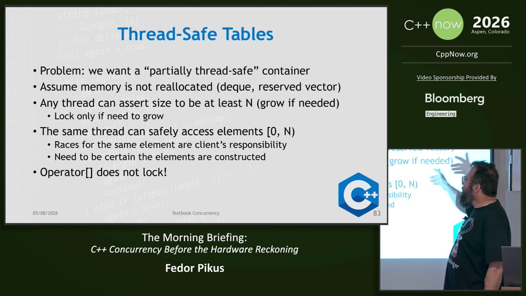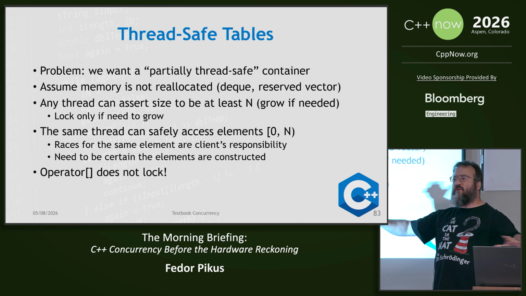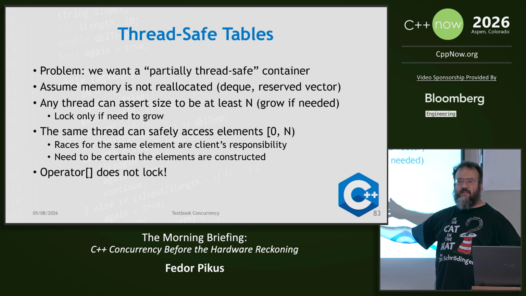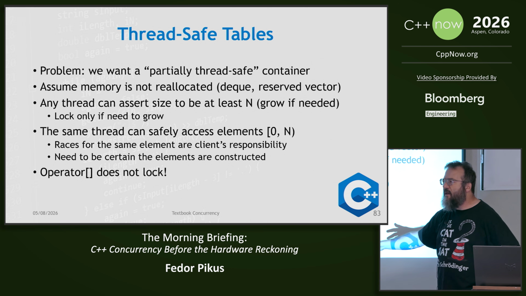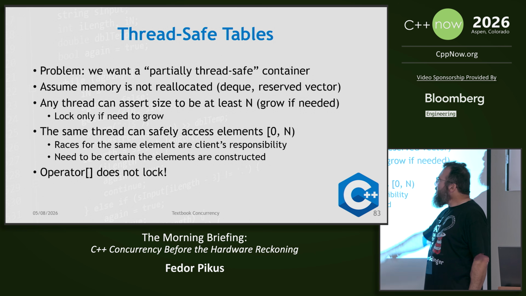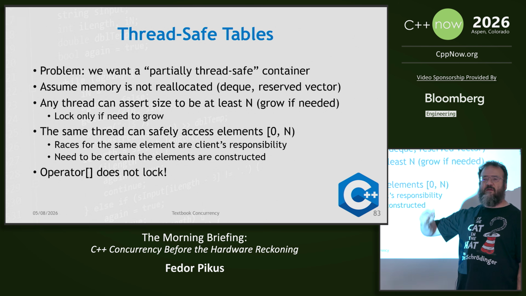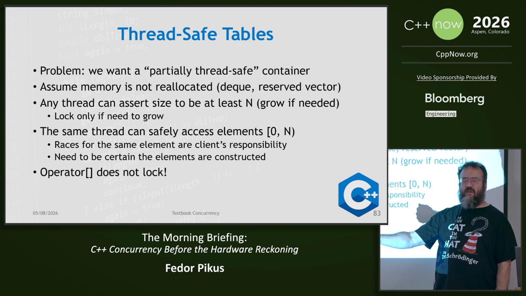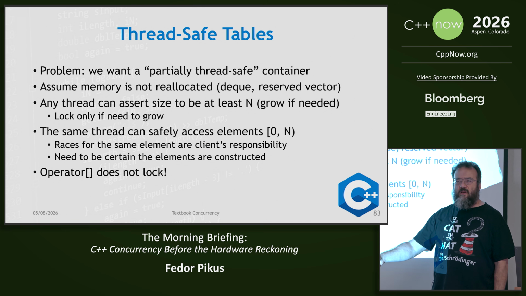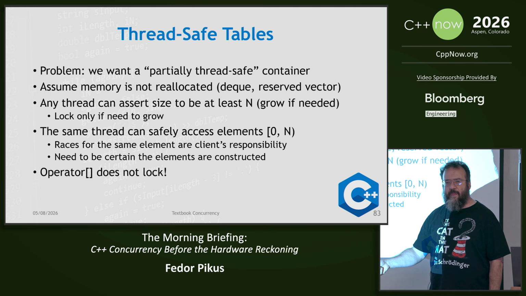Actually, a useful thing. So we have a container. Let's assume that memory is not reallocated. We reserved a lot of space in advance, or it's a deque type container that doesn't need to reallocate. So memory reallocation is not an issue. Any thread can say that I want size to be n. If necessary, it will grow. If it grows, it takes a lock.